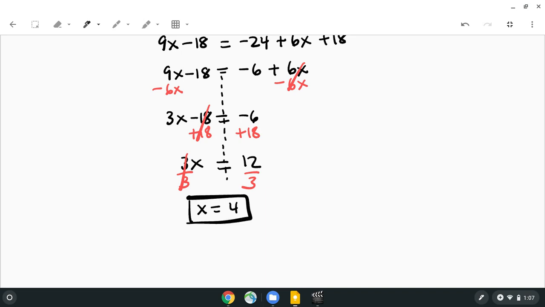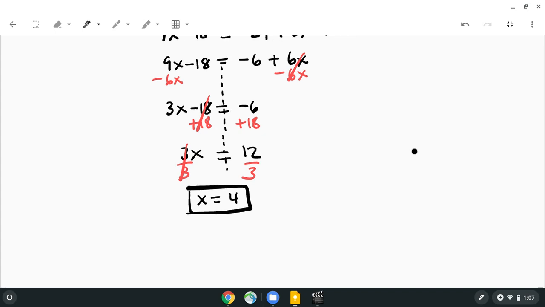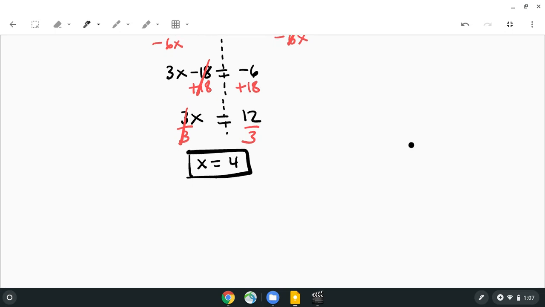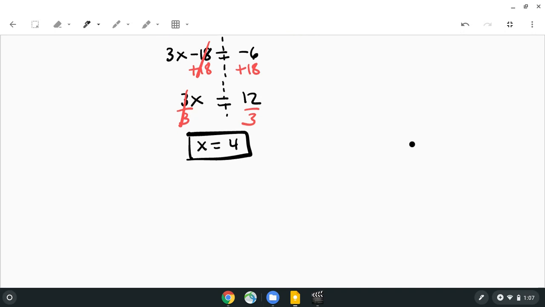Okay. All right. So that's how you use the distributive property and simplifying to solve. Okay. So make sure you work out the distributive property, make sure you combine like terms, and then you can go ahead and start solving.